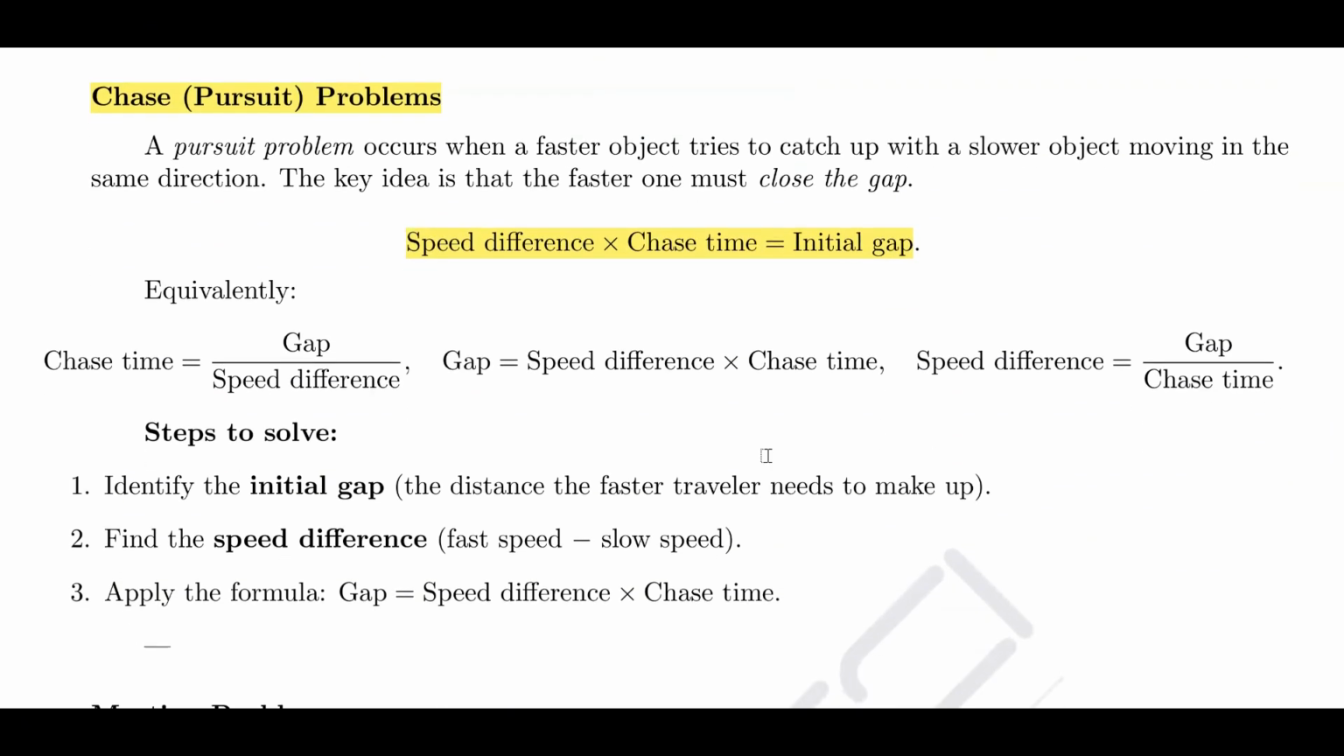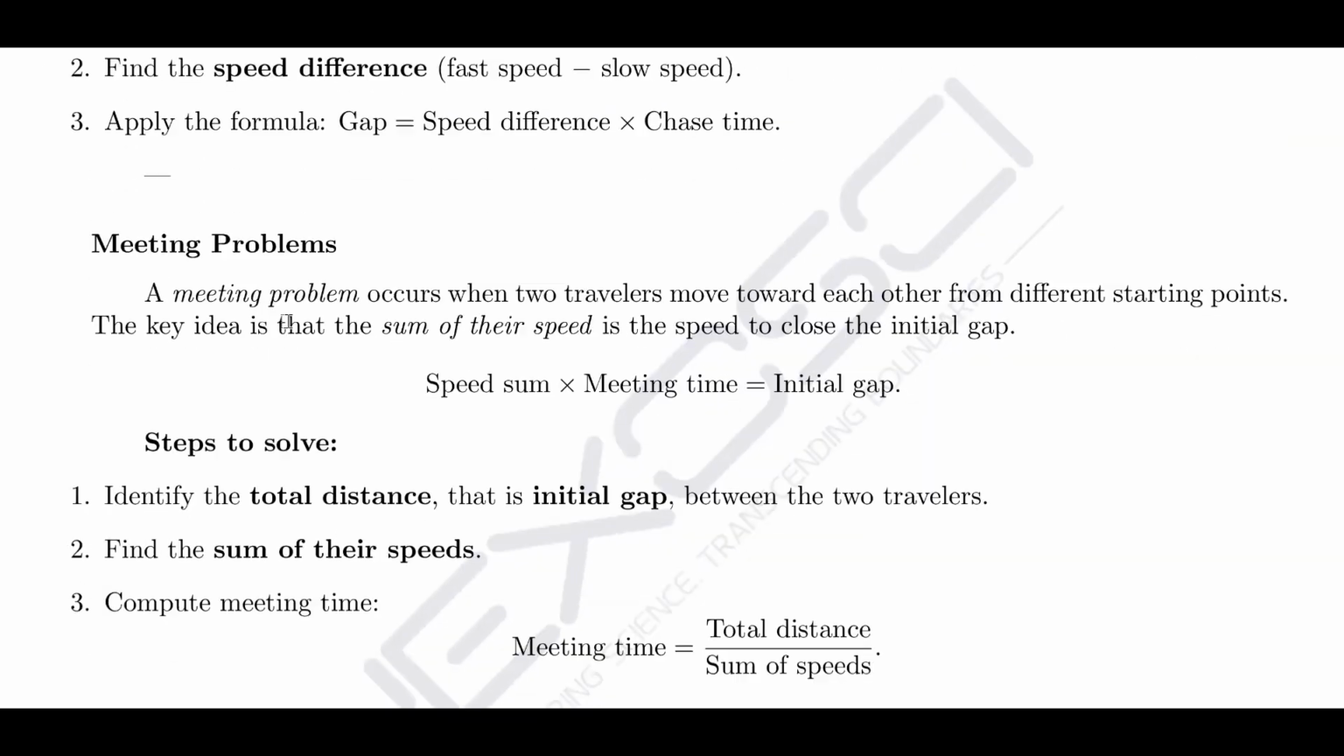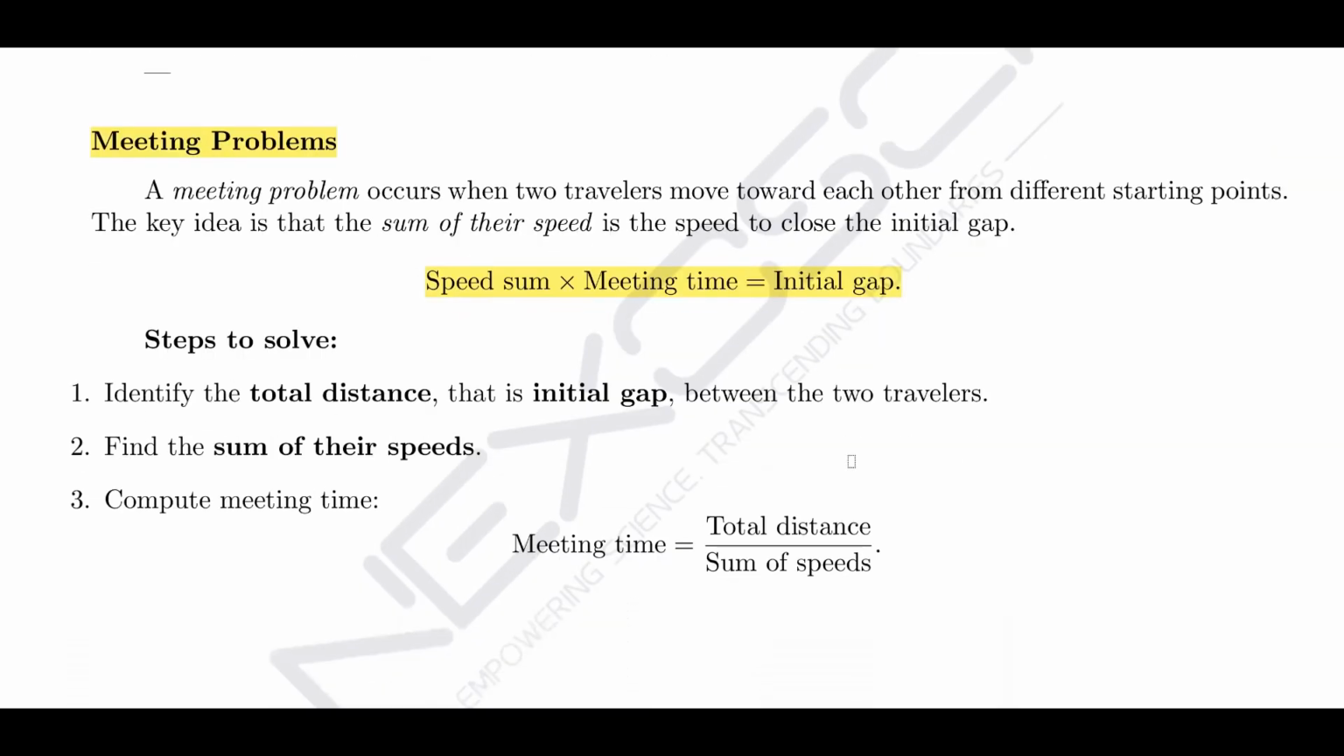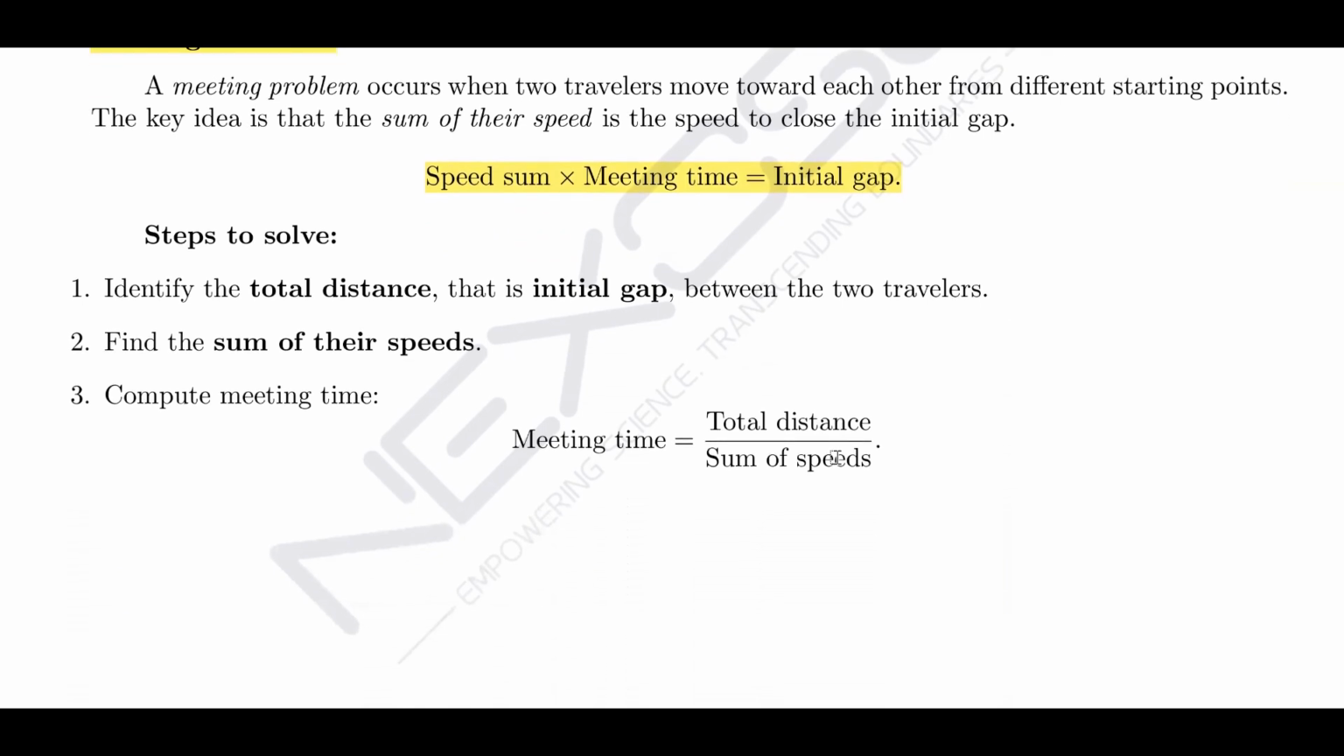The second is the meeting problem, where two travelers start from different places and move toward each other. The key idea is that the sum of their speeds multiplied by the meeting time equals the total distance between them. Finally, let's consider the last exercise.